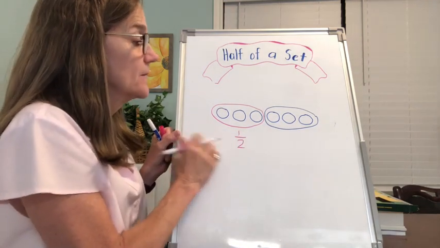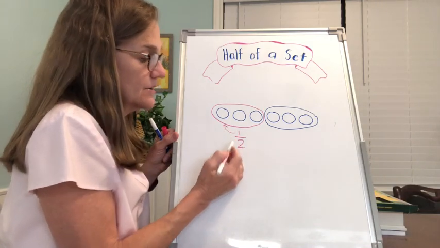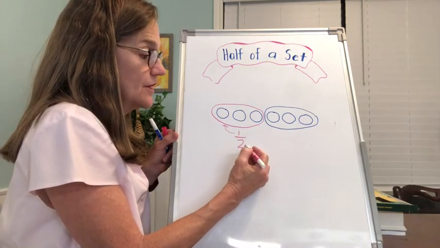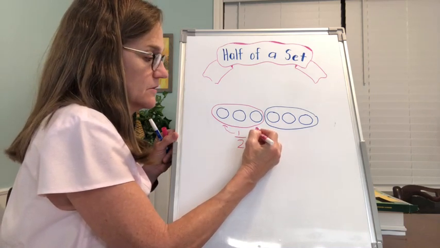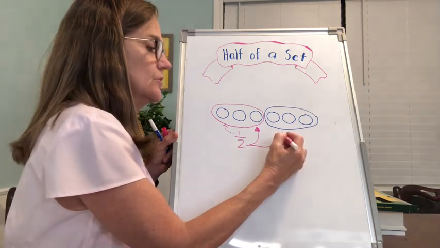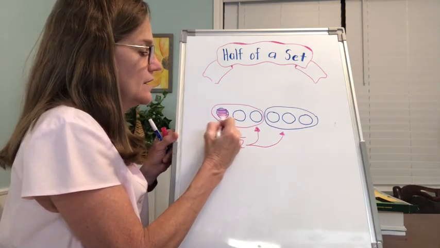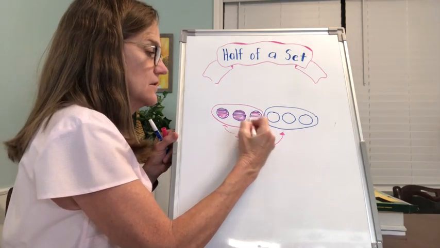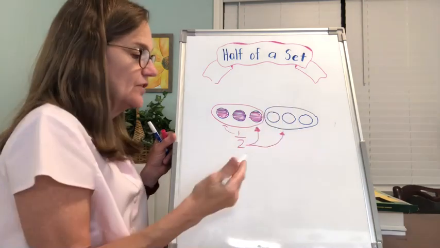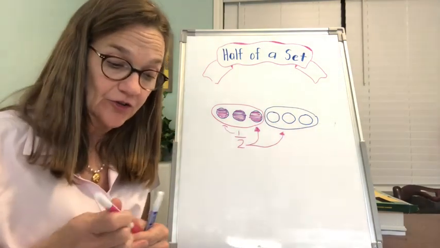Because remember, this is 1 part of the 2. 1, 2. So this part right here is 1 part or set of the 2 sets. It's 1/2 of all the circles.